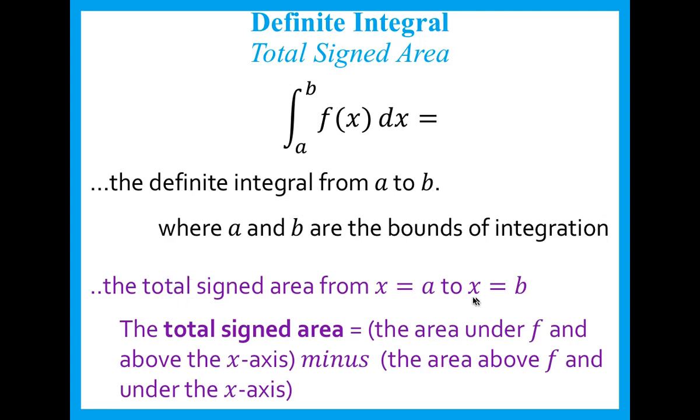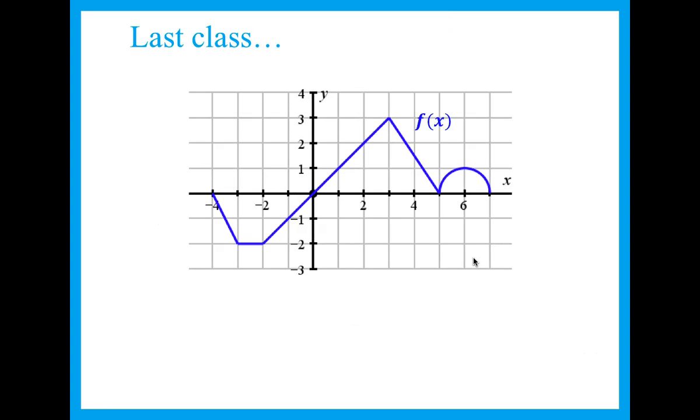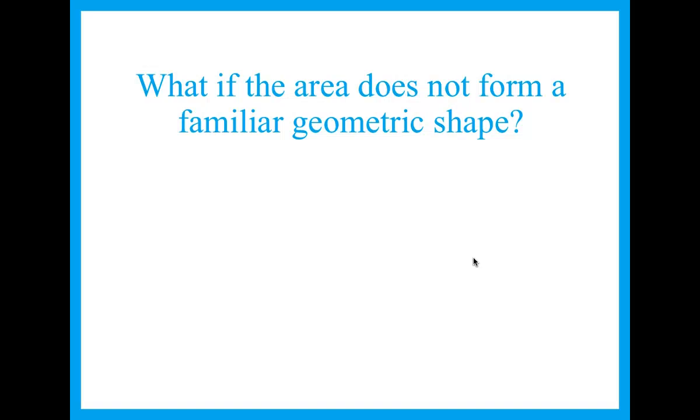And total signed area, of course, then you're talking about the area above the x-axis is positive and the area below the x-axis is negative. So we were doing it with geometric shapes. So the question today is, what if the area does not form a familiar geometric shape?